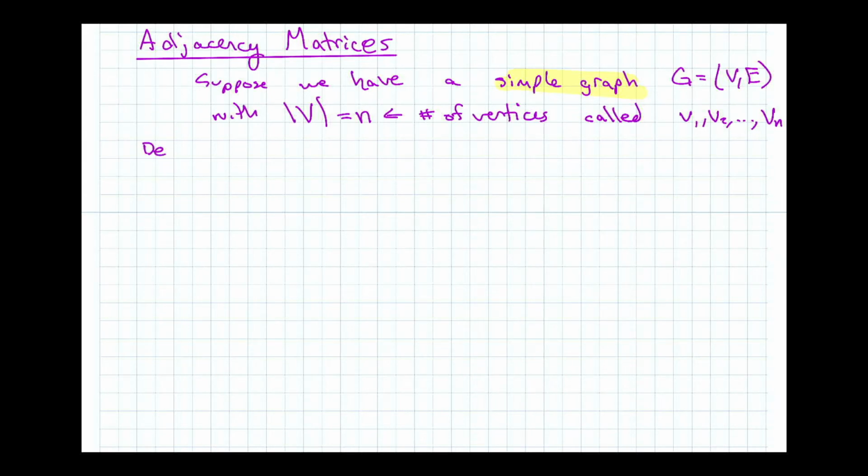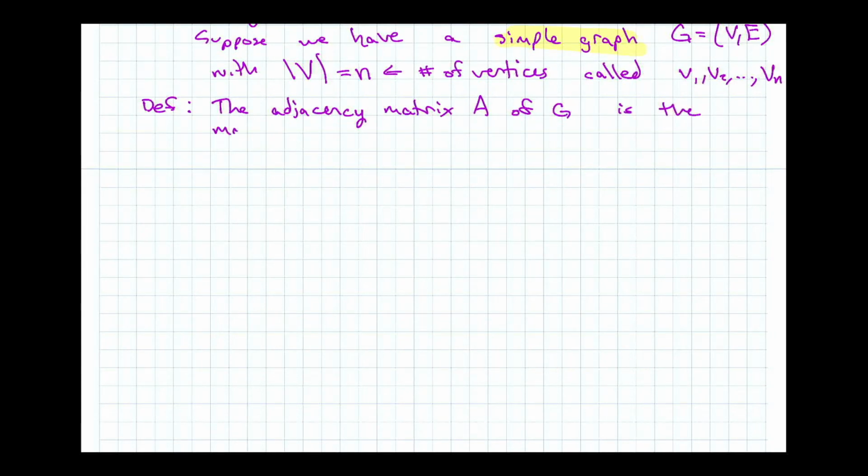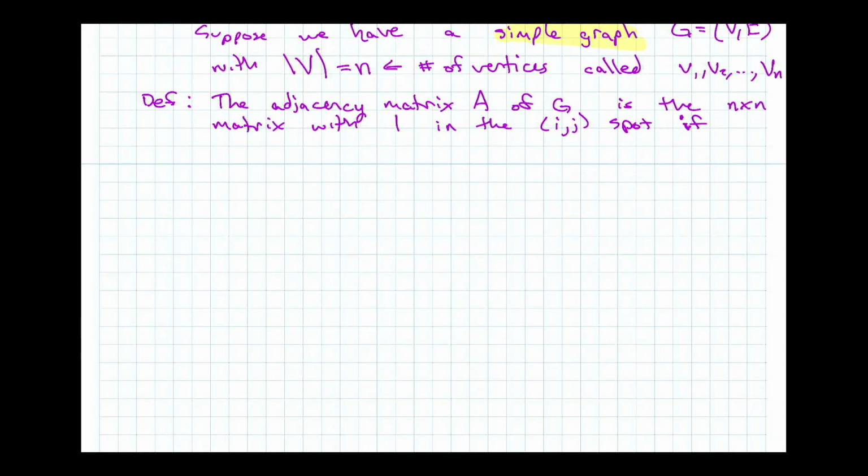So we've got these vertices, and then what are we going to do? So here's the definition. The adjacency matrix of G is the n by n matrix with a 1 in the i, j spot if vi and vj are adjacent.